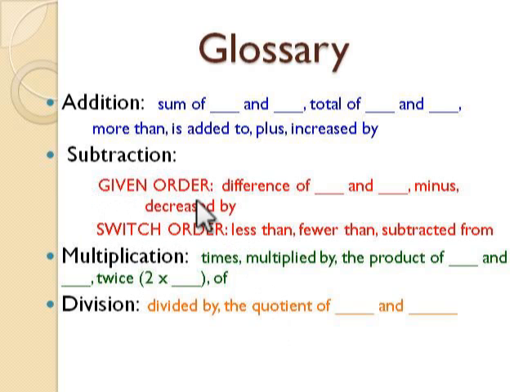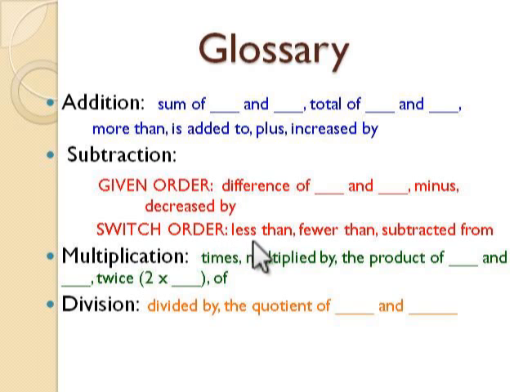If you see these phrases, difference of blank and blank, minus, or decreased by, then you will keep the number and the variable in the order given. So let me give you an example. We're going to use our t and our 5 again. Difference of t and 5, t minus 5. T decreased by 5, t minus 5. You're going to keep the t first because they said the t first.